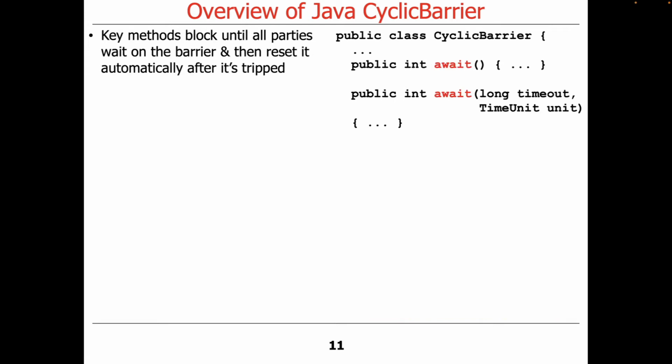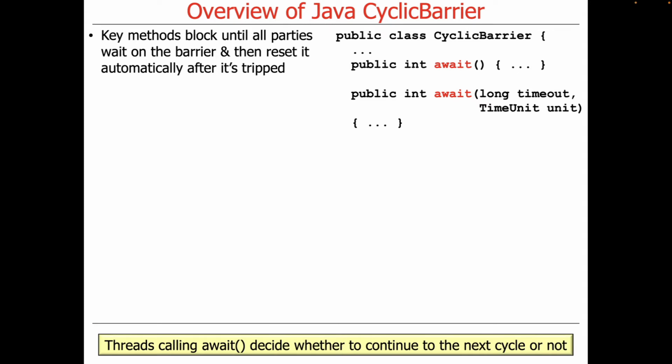So let's take a look at the key methods. There's really only 2 of them. There's one other one that's sometimes used, but the most common ones are these await methods. They basically just block until all the parties, all the threads, wait on the barrier, and then they reset it automatically after it's been tripped. Now, the threads that are calling await, when await returns, get to decide whether to continue on to the next cycle or not. If they want to continue, they'll go back and call await again. If they're finished, then they will keep doing something else and won't call await.